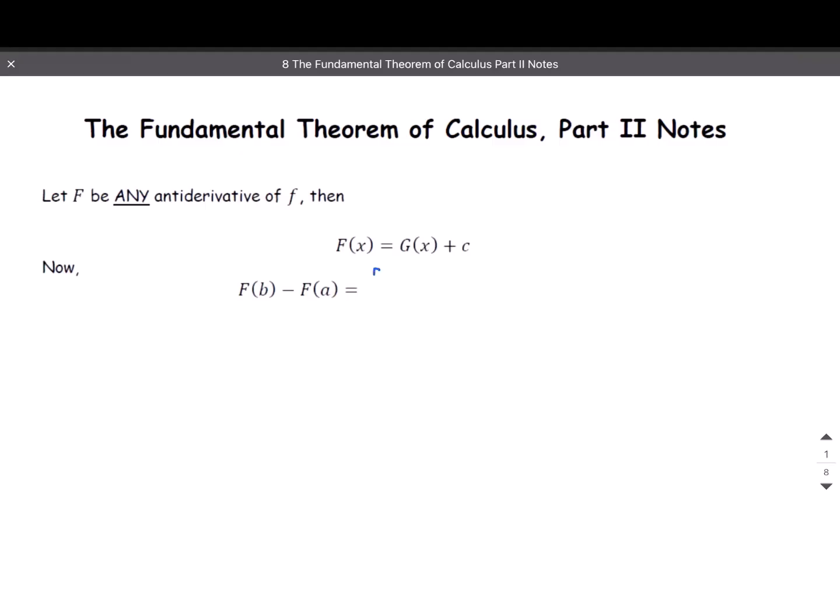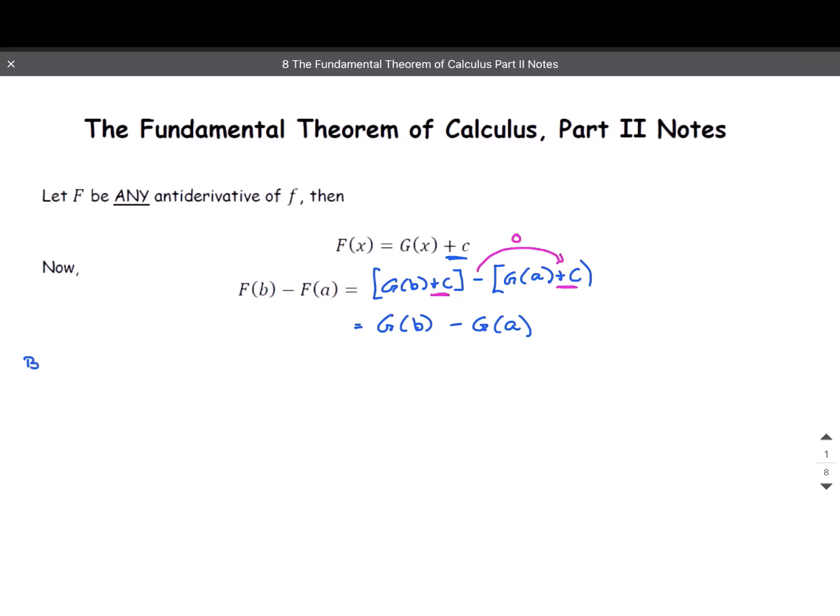that would be the same as the value of g of b plus c minus g of a plus c, right? All I did is change from F's to g's. So now notice also here, see this plus c, and then this negative is going to come over to this plus c, and what's going to happen? They're going to add to 0. So all I'm going to be left with is g of b minus g of a. So in other words, it doesn't matter what this constant is.